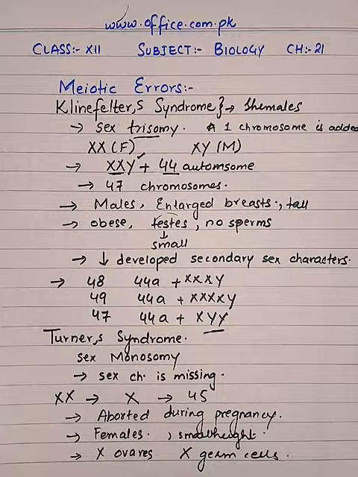So we have discussed in detail about meiosis. We have studied its phases, its importance, and ultimately the errors associated with meiosis, including Down syndrome, Klinefelter syndrome, and Turner syndrome. That is all about cell division. Now we will talk about two very important phenomena, necrosis and apoptosis, which will be discussed in the next video.